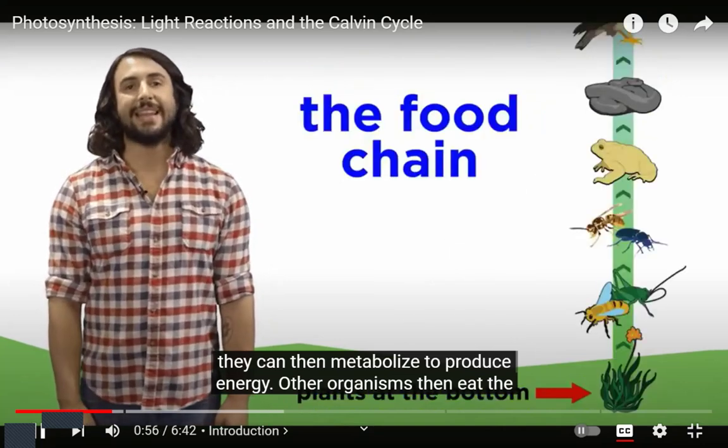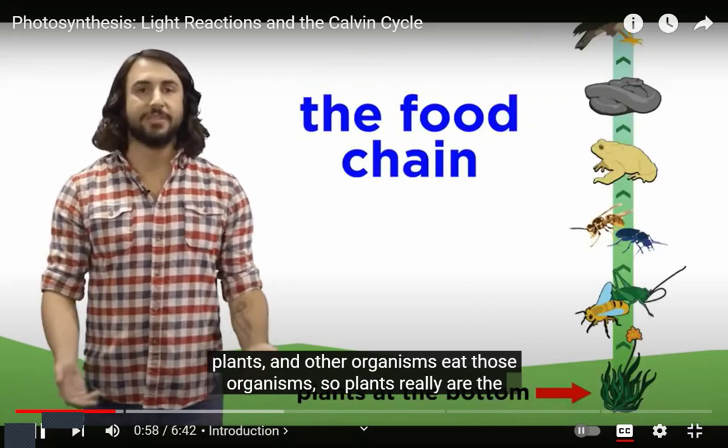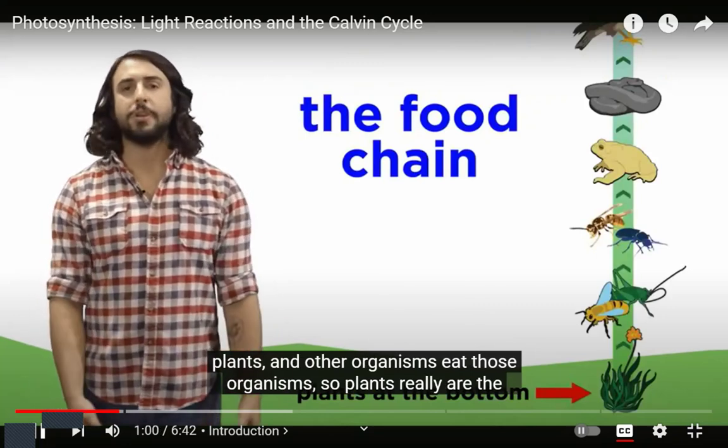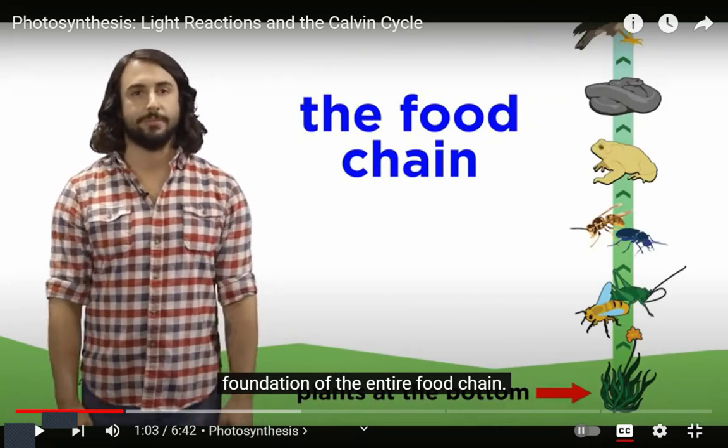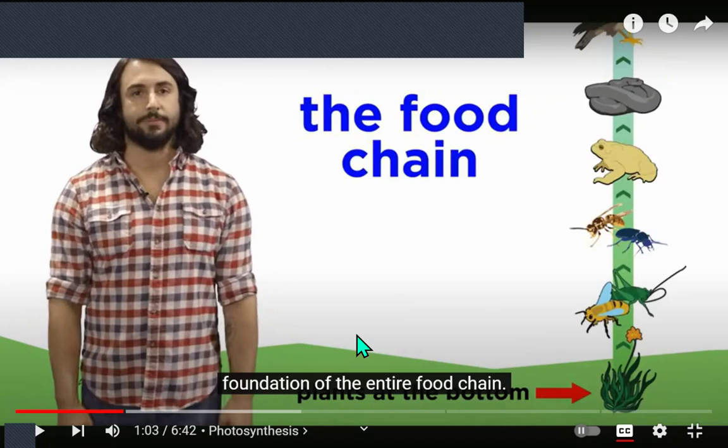Other organisms then eat the plants, and other organisms eat those organisms, so plants really are the foundation of the entire food chain. Okay. So in the food chain, you would see this one. There is an order in this one. Producer, first order, second order, third order, and fourth order. There is a fifth order in the example consumer. And this falls basically under ecology.